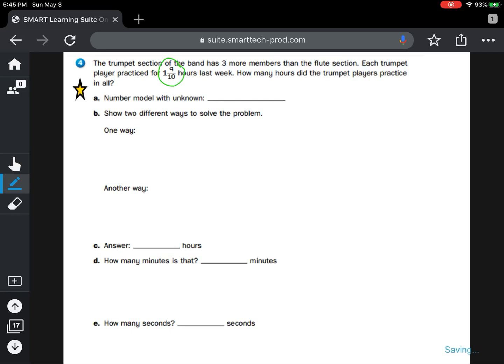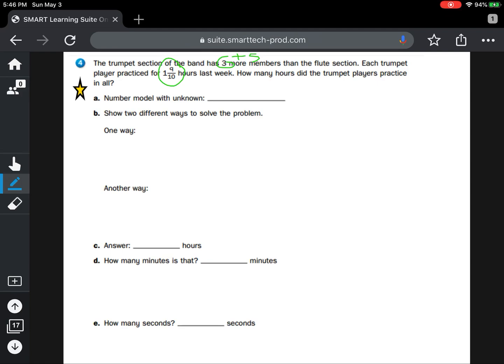We know that when they practice, each one practiced for 1 9/10. And how many trumpet players are there? They said there are 3 more members than the flute section. They didn't say just 3 members. They said 3 more than the flute section. But if you remember, in the flute section, I believe there were 5 flute players. So you need to go up here to the top, and where it says 3, you need to write 3, then plus 5. So we're talking about a total of 8 people in the trumpet section.